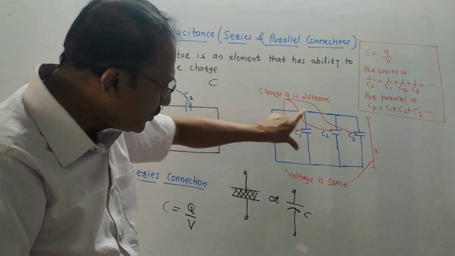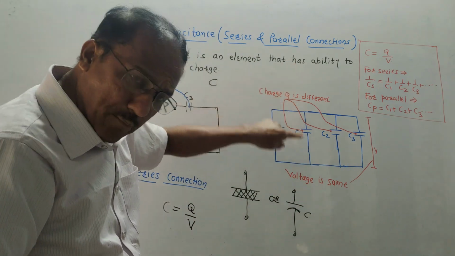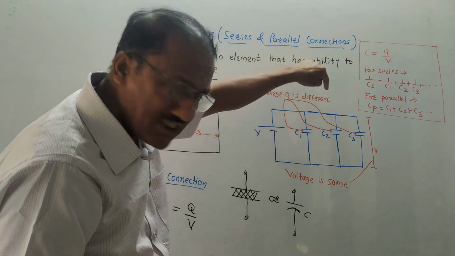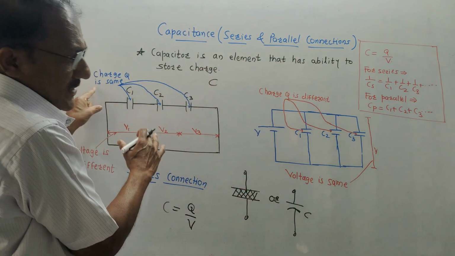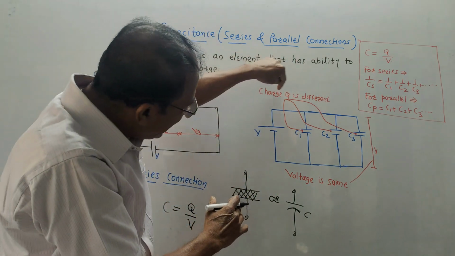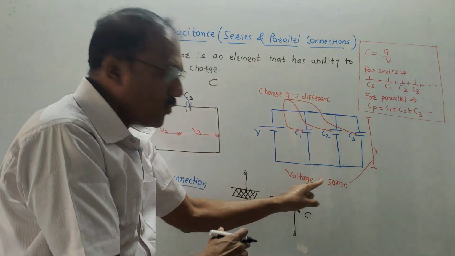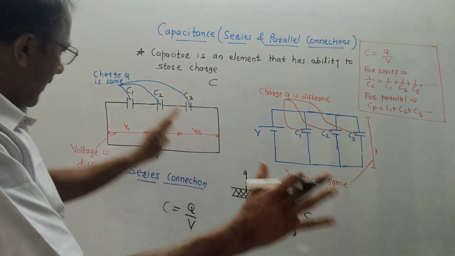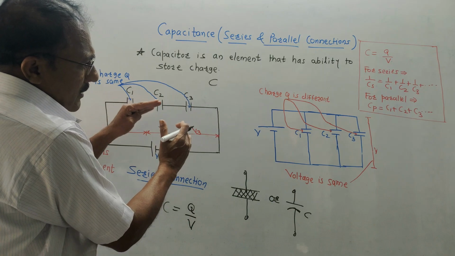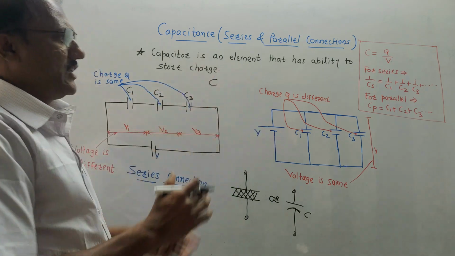Voltage V is applied to this structure. Now, in case of parallel connection, charge Q is different. It is opposite to that of series connection. So, for parallel, charge Q is different, whereas voltage is same. Very simple. It is just opposite concept to that of the series connections.